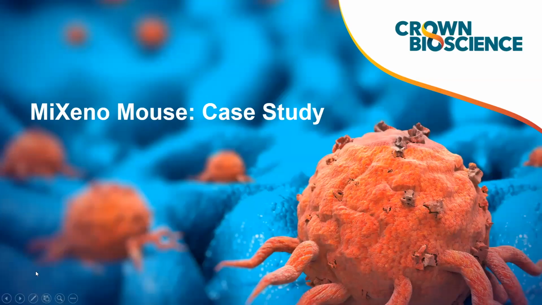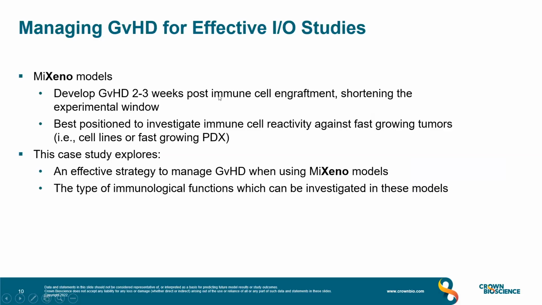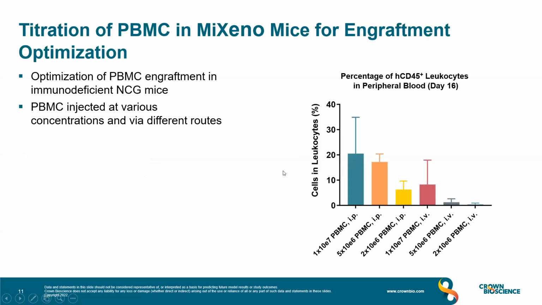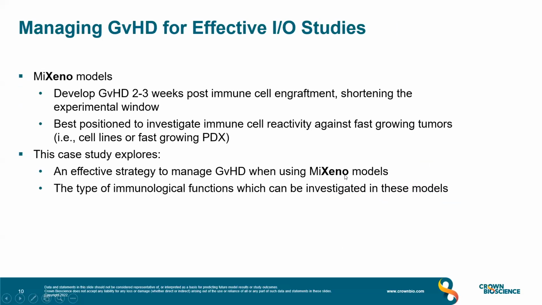So I'm going to describe a mixed xeno mouse model case study. The mixed xeno models, again, are the PBMC engrafted mice. They do develop GVHD 2 to 3 weeks post-immune cell engraftment. So that shortens the experimental window that we can utilize. And these are best positioned to investigate immune cell reactivity against fast-growing tumors. So this case study explores an effective strategy to manage GVHD using mixed xeno models and the type of immunological functions which can be investigated in these models.